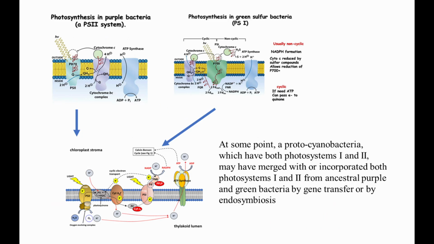At some point, a proto-cyanobacteria, which have both photosystems 1 and 2, may have merged with or incorporated both photosystems 1 and 2 from ancestral purple and green bacteria by gene transfer or endosymbiosis.